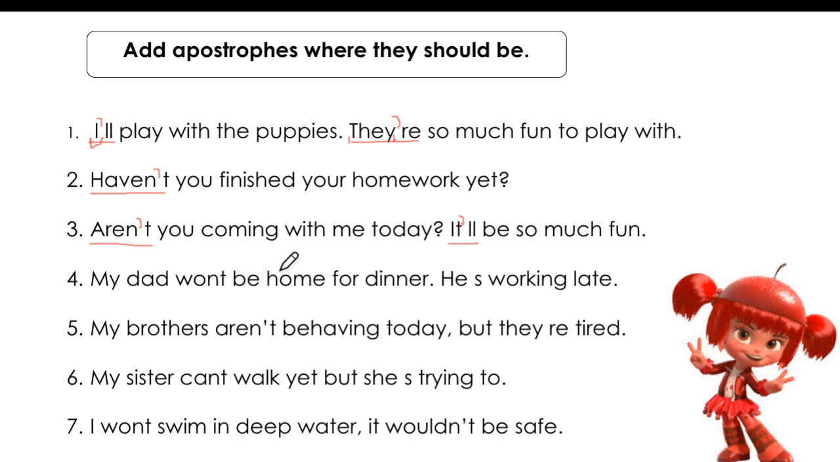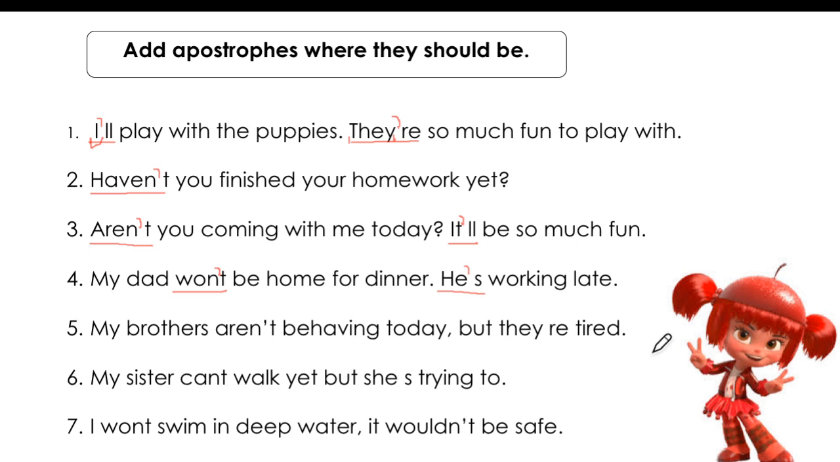My dad won't be home for dinner. Where is the missing apostrophe? Won't, which is short for will not. The apostrophe comes after N. I'm talking too much and then I'm confusing my words. Okay, next sentence. He's working late. The missing apostrophe will go right here because it's short for he is working late. He's working late. My brothers aren't behaving today, but they are tired.